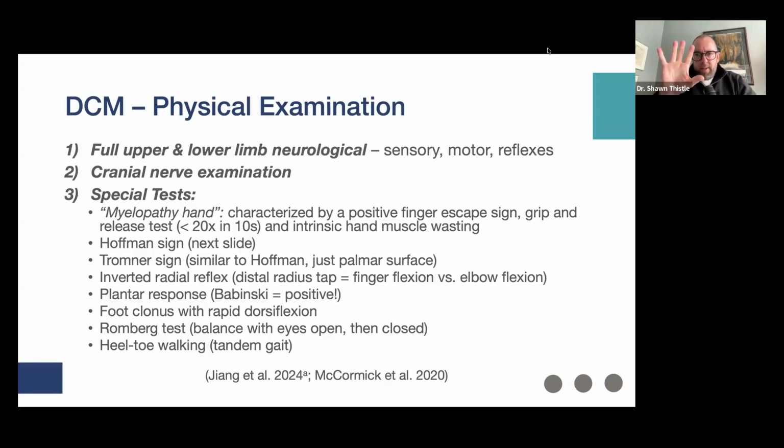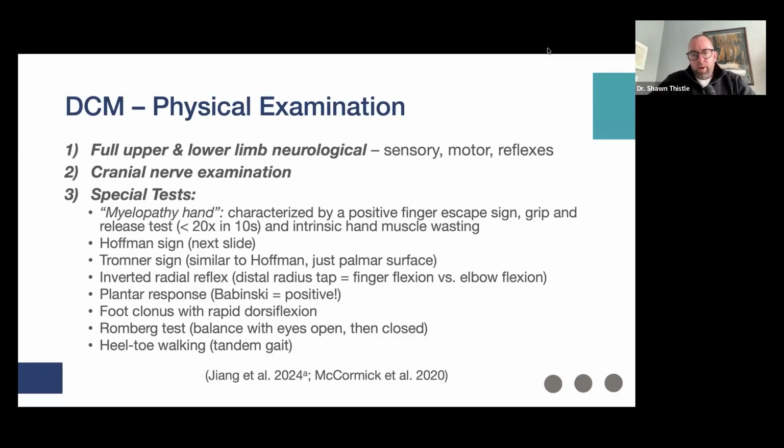People should be able to do this quickly, 20 times in 10 seconds. So any patient, even if they're older, should be able to do this pretty quickly. People with myelopathy or severe radiculopathy affecting their upper extremity are a little bit slower, and that's just an indication to you that their motor system isn't really functioning properly.